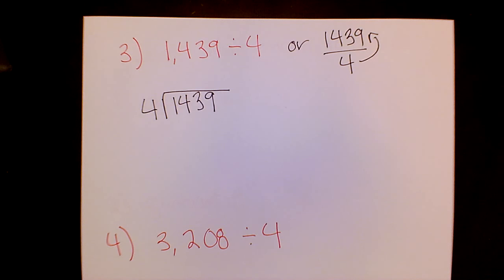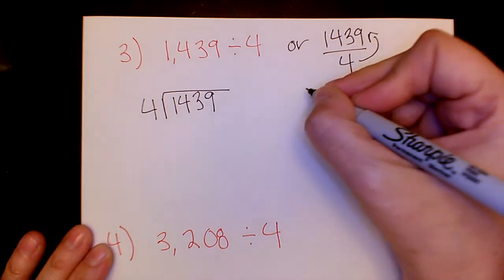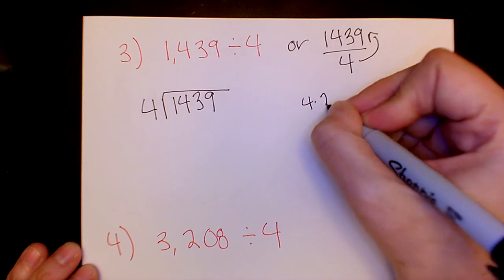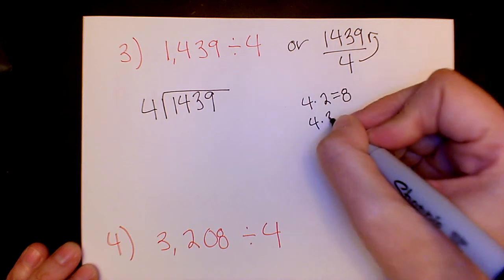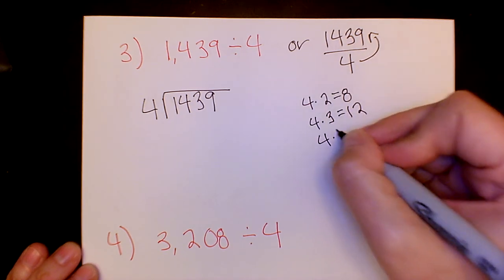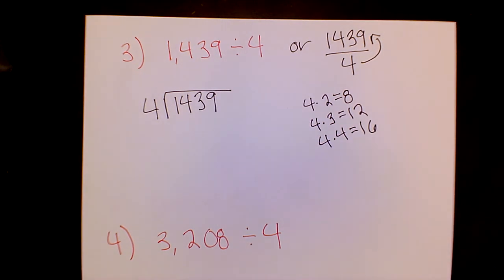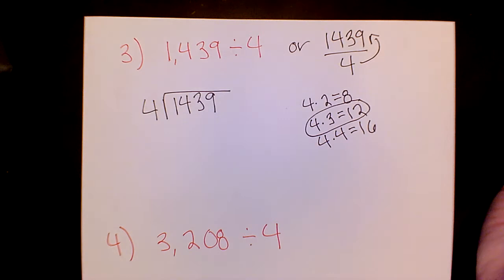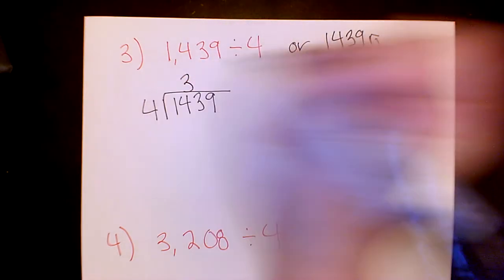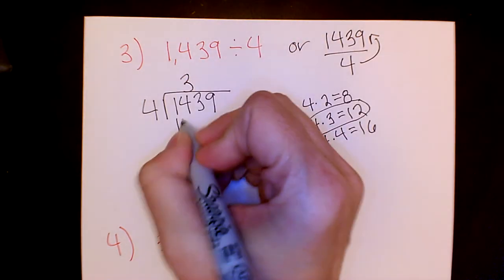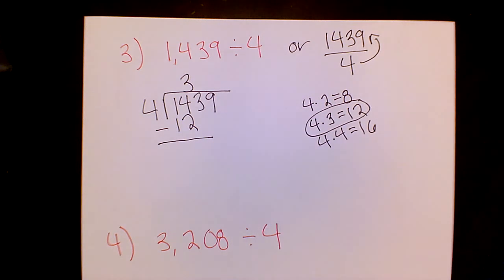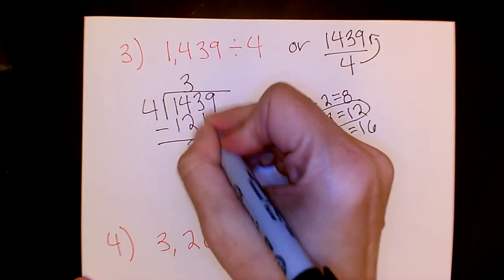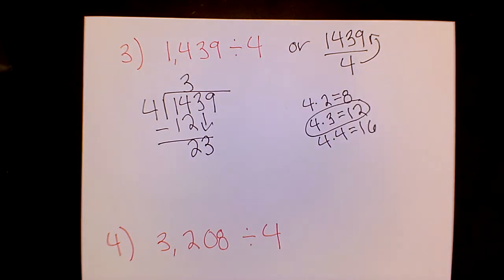Does 4 go into 14? Well, I know 4 times 2 is 8. 4 times 3 is 12. I think this is the one that's going to get us closest to 14. So 4 times 3 is 12. Let's subtract. 14 minus 12 is 2. Bring down the 3.